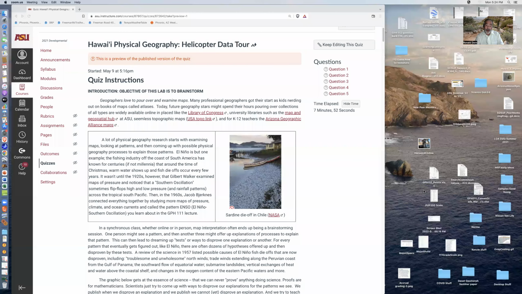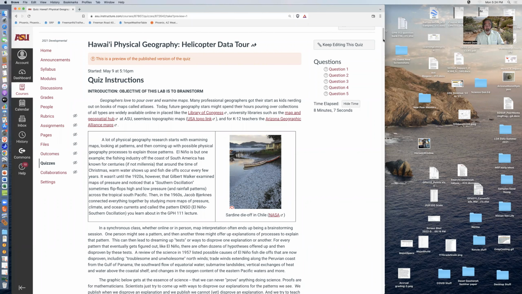I'll start screen sharing here and just go over the lab from the perspective of me doing it and also explaining about it. I'm showing you an instructor screen of the Canvas lab, which basically is a presentation of what the quiz should look like for you.